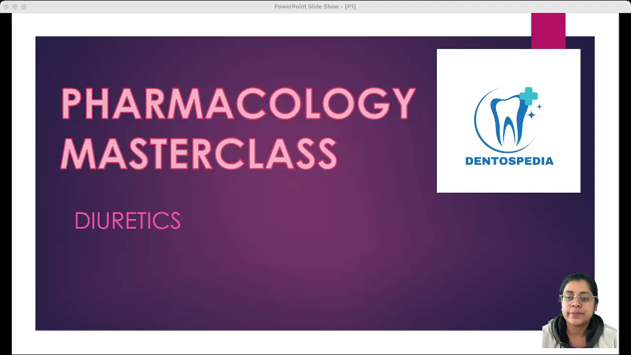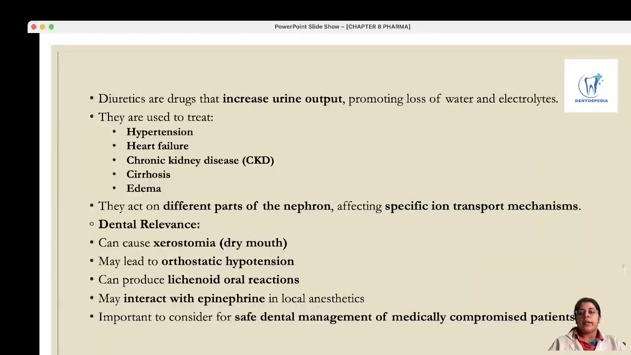Now we will be starting with our second topic, that is diuretics in a brief way. So let's start. What do you mean by diuretics? Diuretics are the drugs that increase the urine output. This is very important. It increases the urine output, promoting the loss of water and electrolytes so that there is a decrease in BP and other factors.